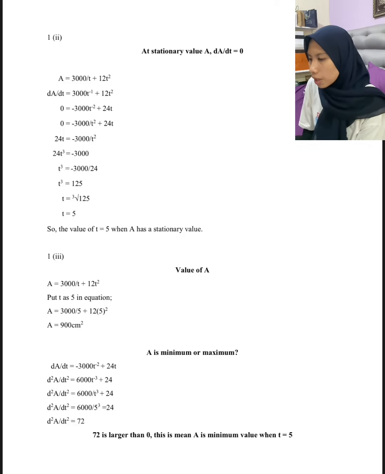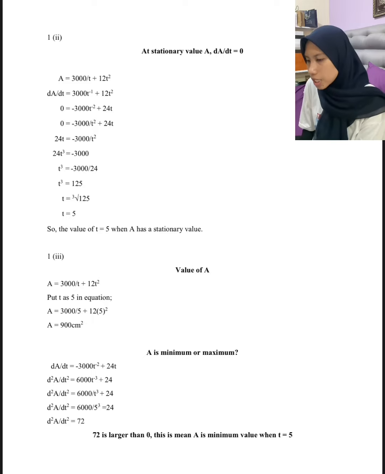Part 3, find value of A. A equal 3000 over t plus 12t². Put t as 5 in equations. A equal 3000 over 5 plus 12 bracket 5 power of 2. A equal 900 cm². 900 cm². A is a minimum or a maximum.